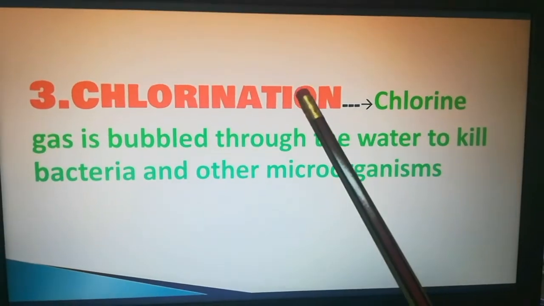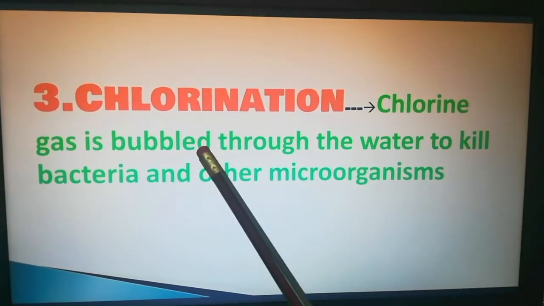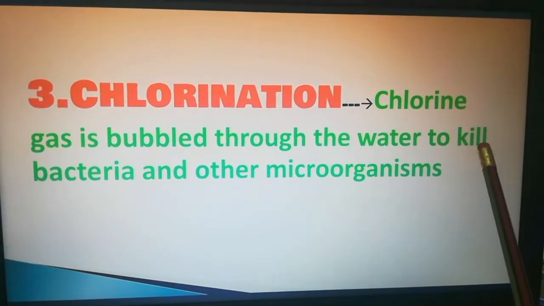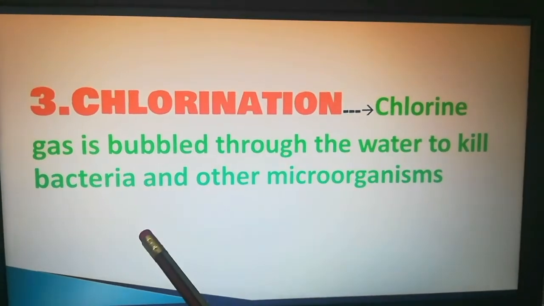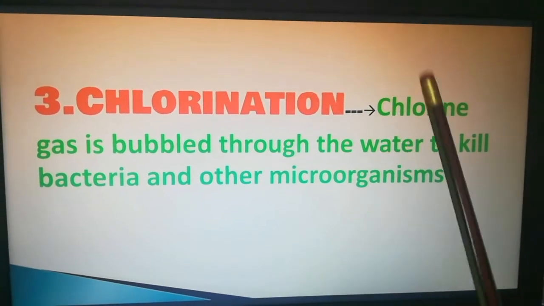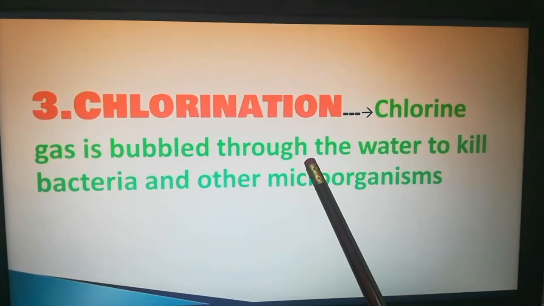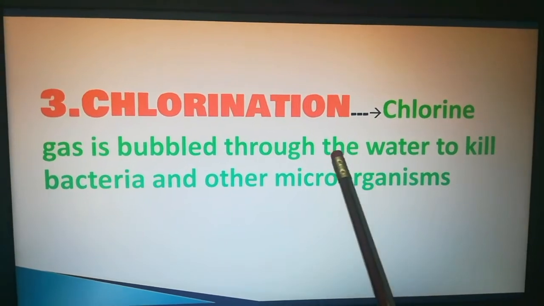Next step is what? Chlorination. In chlorination, what are we adding? Chlorine gas is bubbled through the water to kill what? The microorganisms and the harmful bacteria. Then in the fourth step, we save the water in a clean water tank, and then it is allowed to supply.